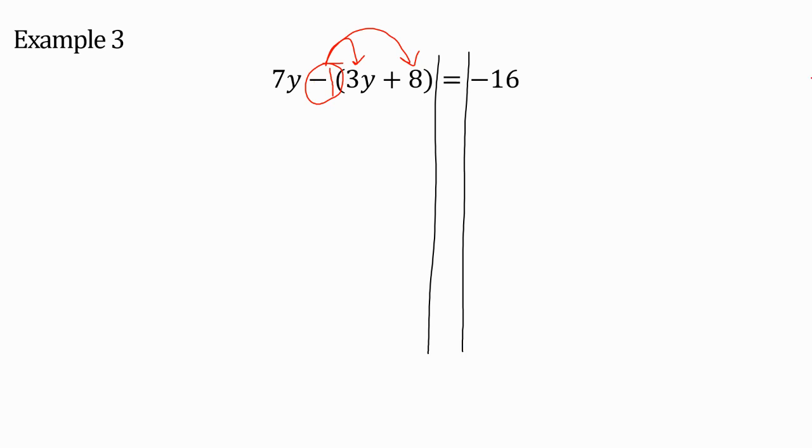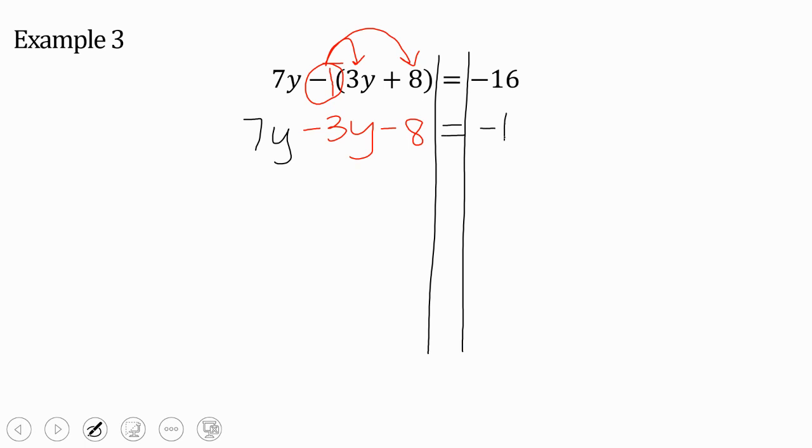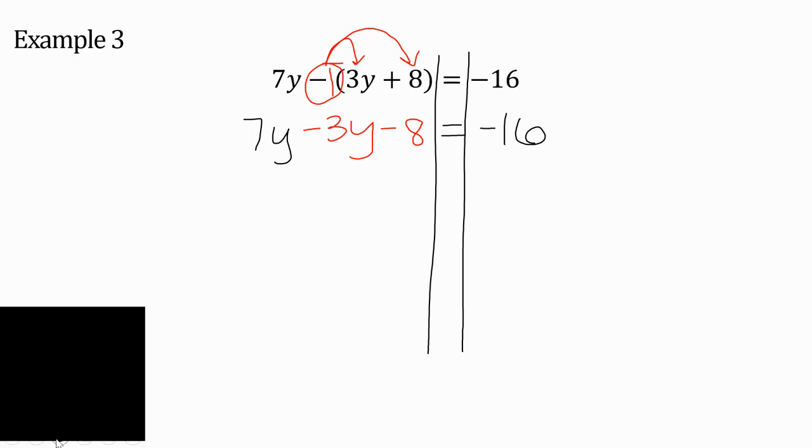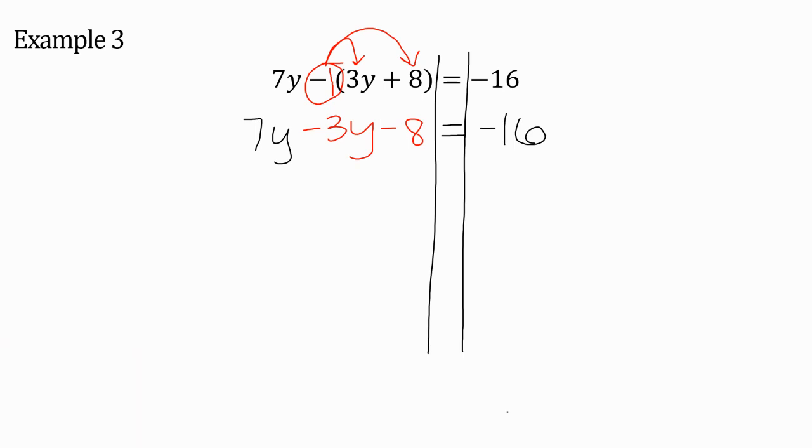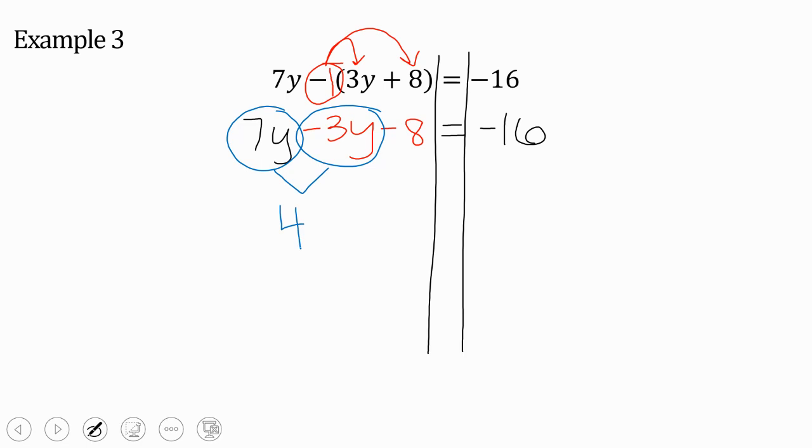Negative 1 times 3y gives us negative 3y. And then negative 1 times 8 gives us negative 8. Now from here, I'm going to just bring down whatever we didn't use. And we're going to solve from there. So we distributed that negative 1. Now let's identify our like terms. In this case, it's this 7y and this negative 3y. 7 minus 3 gives us 4. So we get 4y. Bring everything else down.